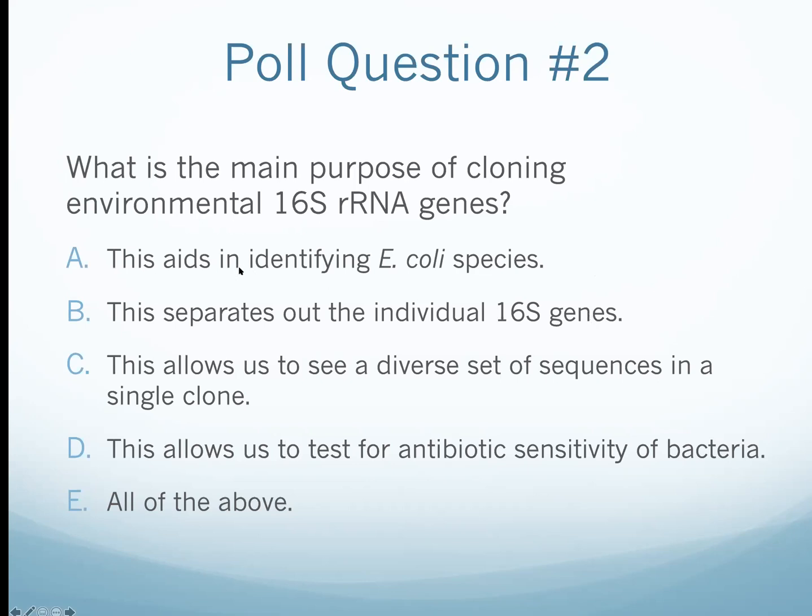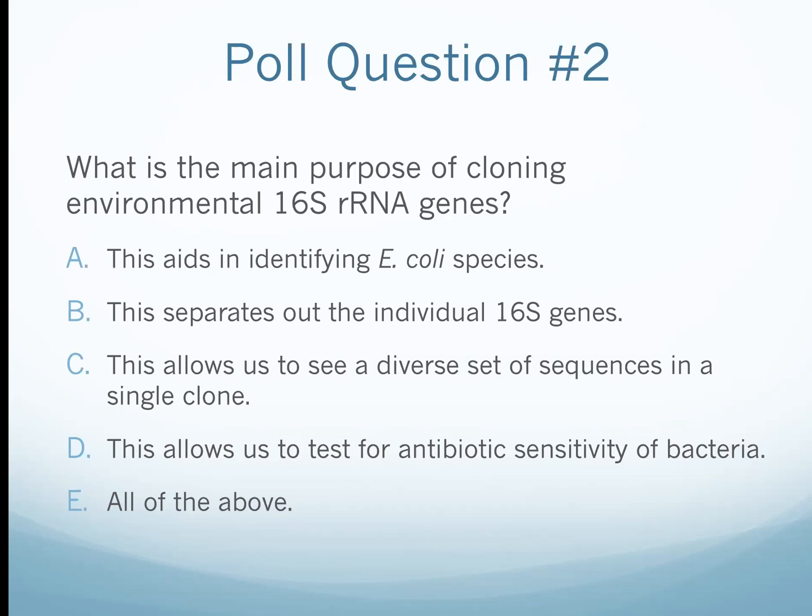All right, so this aids in identifying E. coli species. So we talked about E. coli, but for example, in the Oxenwright paper, were they identifying E. coli species there? No. E. coli, you have to remember, is just a tool. It's like the vehicle for allowing us to get lots of copies of that gene that we can then send off for sequencing. So we're not really usually interested in identifying E. coli species. So that's not the purpose of cloning.